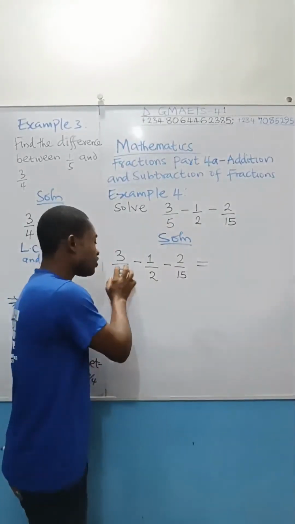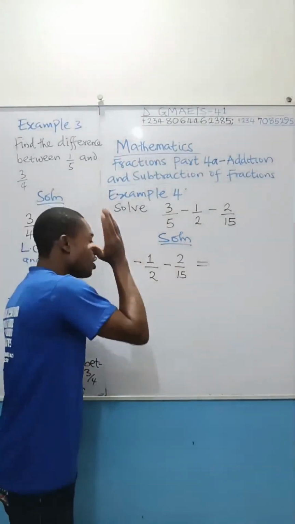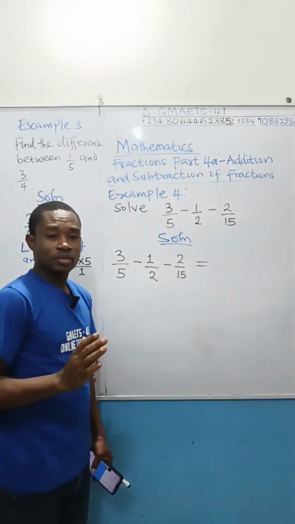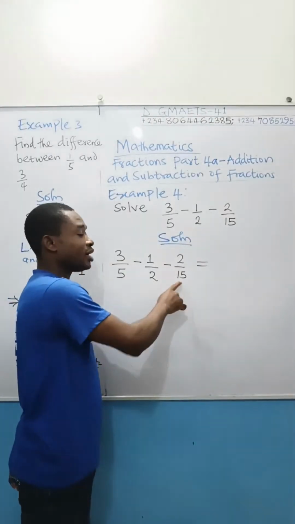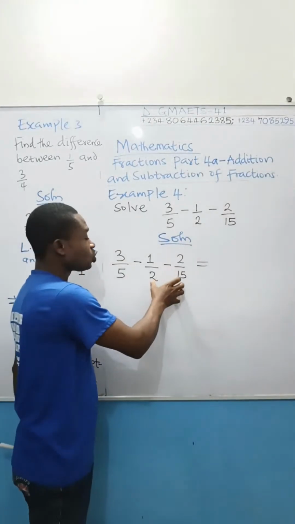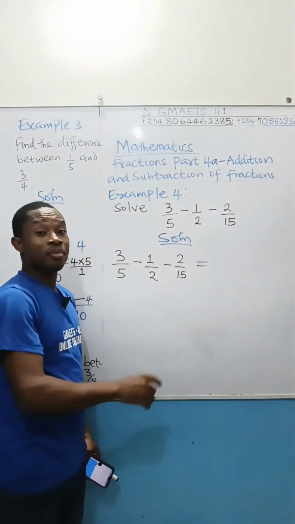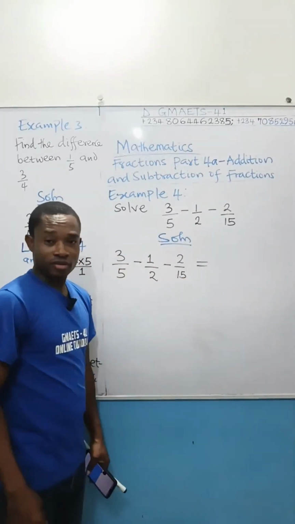15. So since 15 will cover for 5, when you are looking for the LCM of these 3 numbers, you don't bother about this 5. Keep it aside, because 15 covers for it. So your problem is just 2 and 15. Once you get the LCM of 2 and 15, you have also gotten the LCM of this 5 inclusive here.